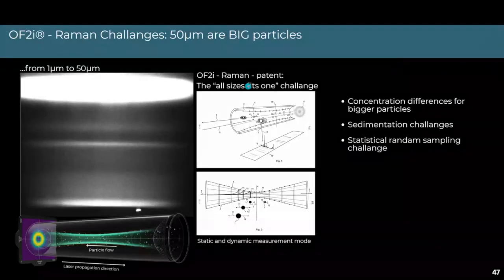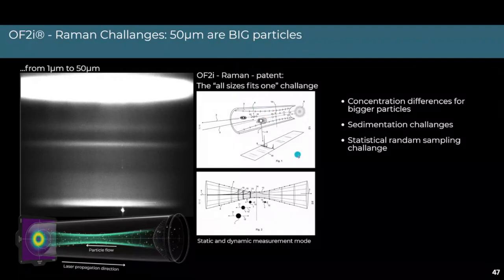The challenges: when we look at 50 micrometers and at 1 micrometer, 1 micrometer particles are what we're used to, and it works really well. 5 micrometers is the sweet spot. 10 micrometers is still something we can handle nicely. But we call it the all-sizes-fit-one challenge: we want to cover this 1 to 50 micrometer space.